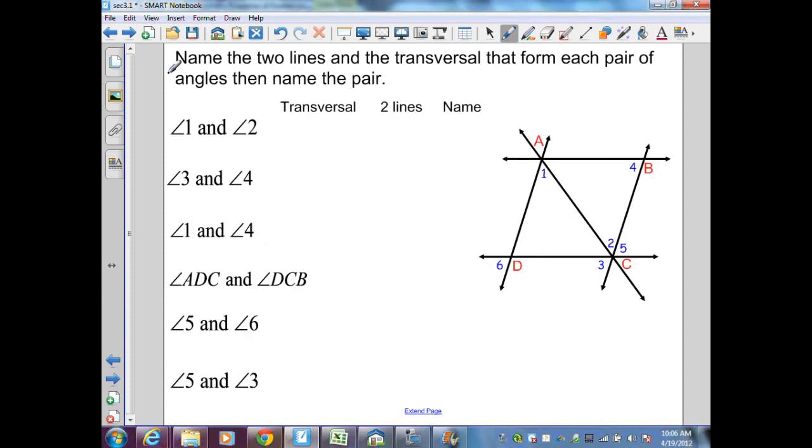In our first example, they want me to name the two lines and the transversal that help form each pair of angles, then name the pair. First, we're given angle 1 and 2. I'm just labeling with arcs so we can identify them in our diagram. First, of course, they want me to name the transversal. That's key. They have to have a line that forms both of them. And that line that helps form both angle 1 and 2 is line AC.